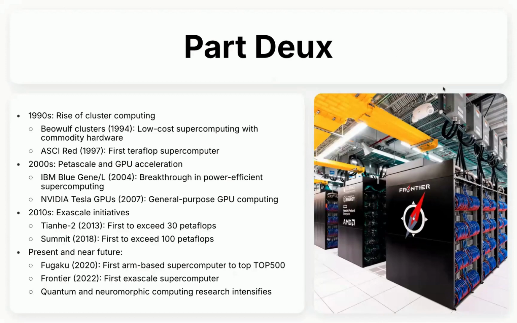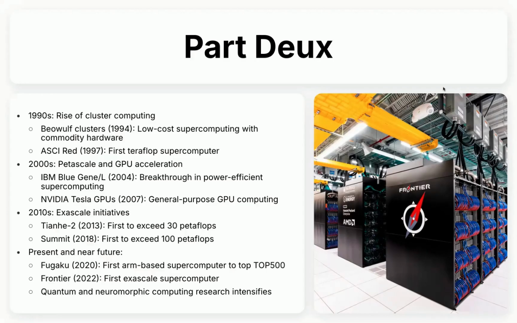Going forward, we start to see the beginnings of what we know today. So cluster computing, which is the go-to solution for most high-performance computing and cloud computing systems. So Beowulf clusters were basically low-cost supercomputing with commodity hardware. Basically, you grab as many towers as you can and you network them together. ASCI Red was the first teraflop computer at Los Alamos, I believe. In the 2000s, the petascale and GPU acceleration really took off. So we have IBM Blue Gene in 2004, which was a breakthrough in power efficient computing. And we have the beginning of the era of GPUs. So in 2007, we had the first general purpose GPU computing infrastructures coming on the scene.